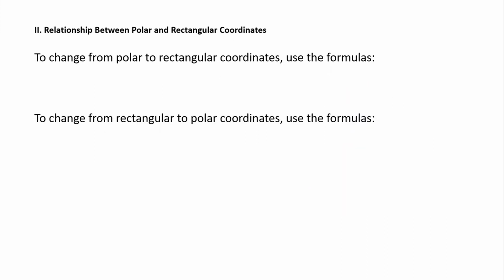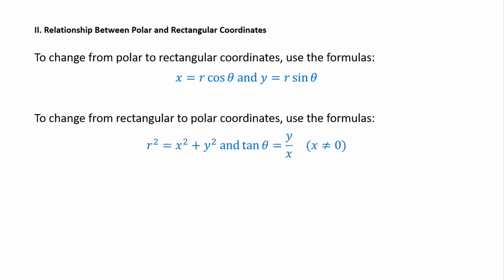Roman numeral 2, relationship between polar and rectangular coordinates. To change from polar to rectangular coordinates, use the formulas x equals r cosine theta and y equals r sine theta. To change from rectangular to polar coordinates, use the formulas r squared equals x squared plus y squared and tan theta equals y over x, provided that x does not equal 0.